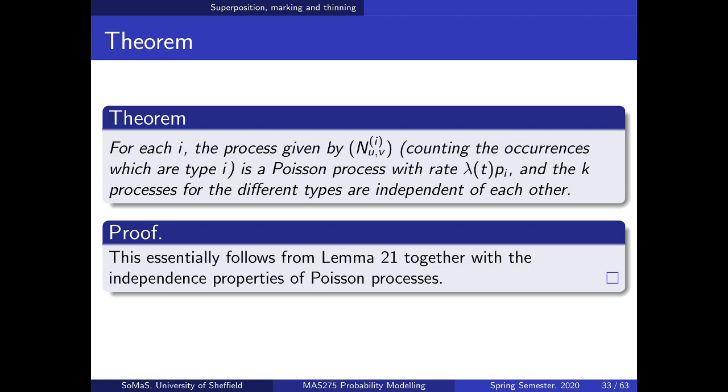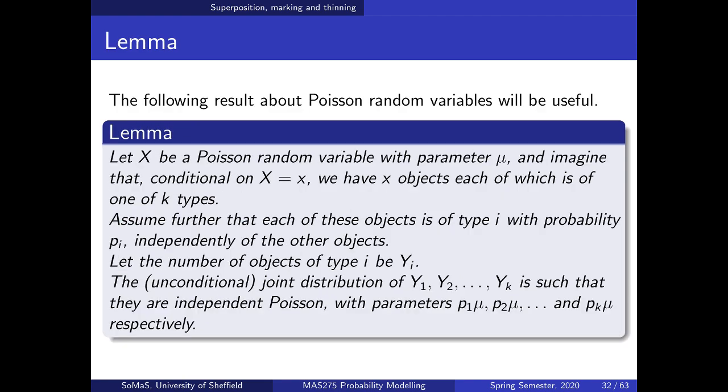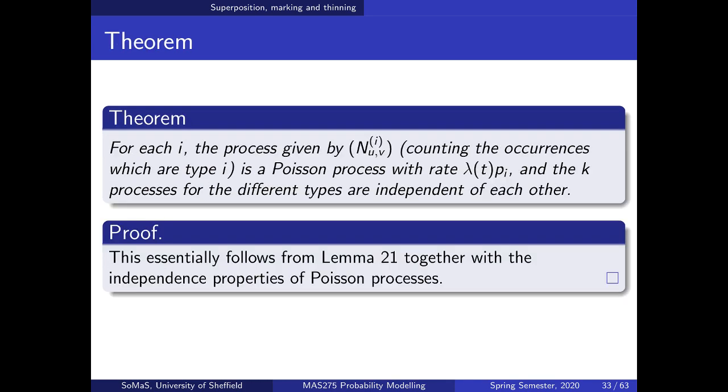And we don't really need to prove this anymore, because the proof would be: let's show A and then let's show B. To show A, we have to show that the variables are Poisson, and it's a direct consequence of the lemma, because N_UV becomes split into these N_UVi's with exactly the same rule as this lemma. So the N_UVi's are independent and have the correct Poisson distribution. And property B again follows from property B for the original process. So no problem here.